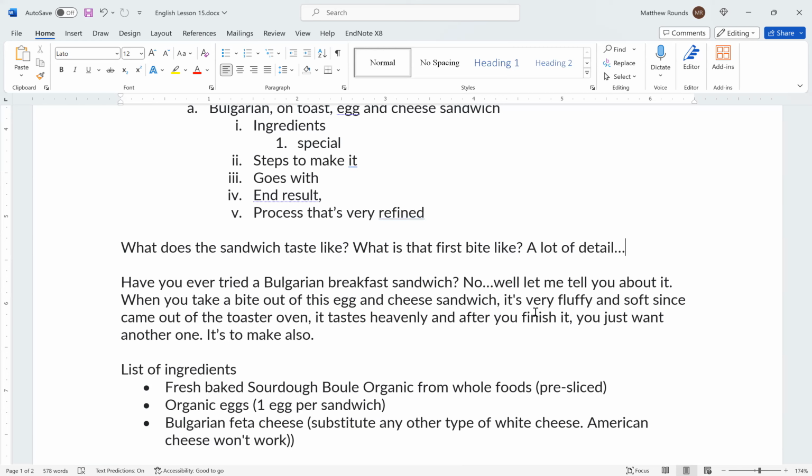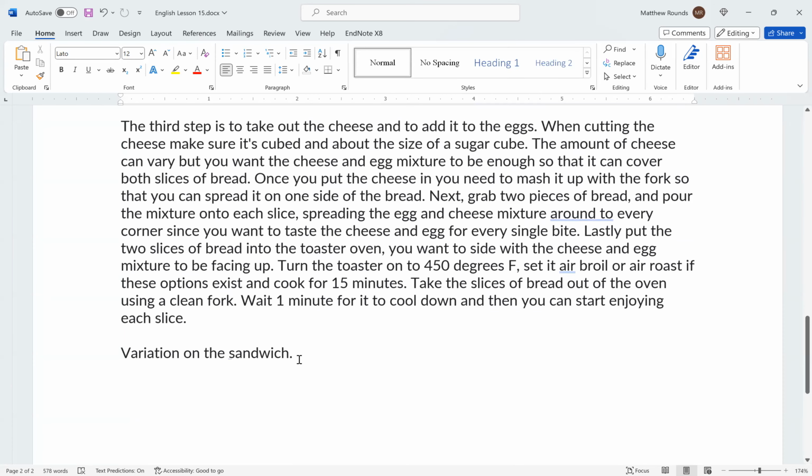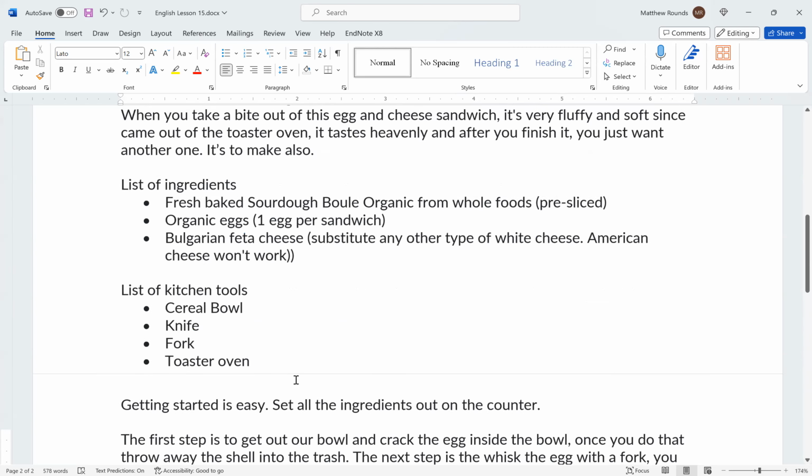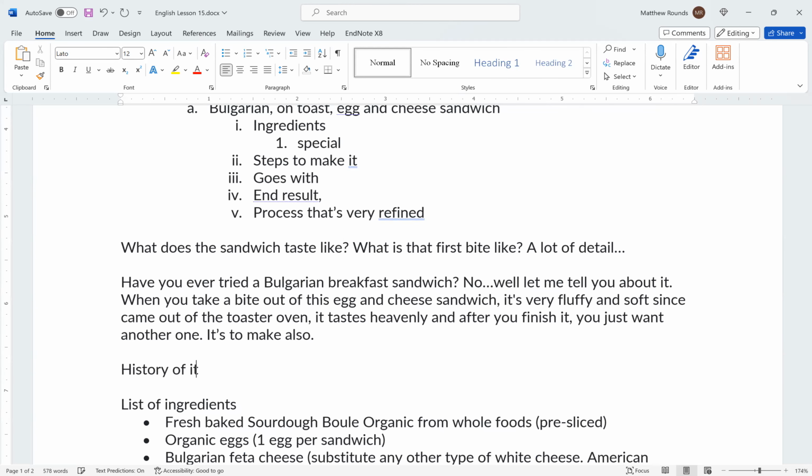Well, we've got to add at least 12 words. So I'm giving you some ideas. You can even make something up, but I'm suggesting either coming up with some variations on the sandwich or talking a little bit more about the history of it, which would go in the introduction here. Okay, I kind of got an idea of what I can do. All right. Go for it.